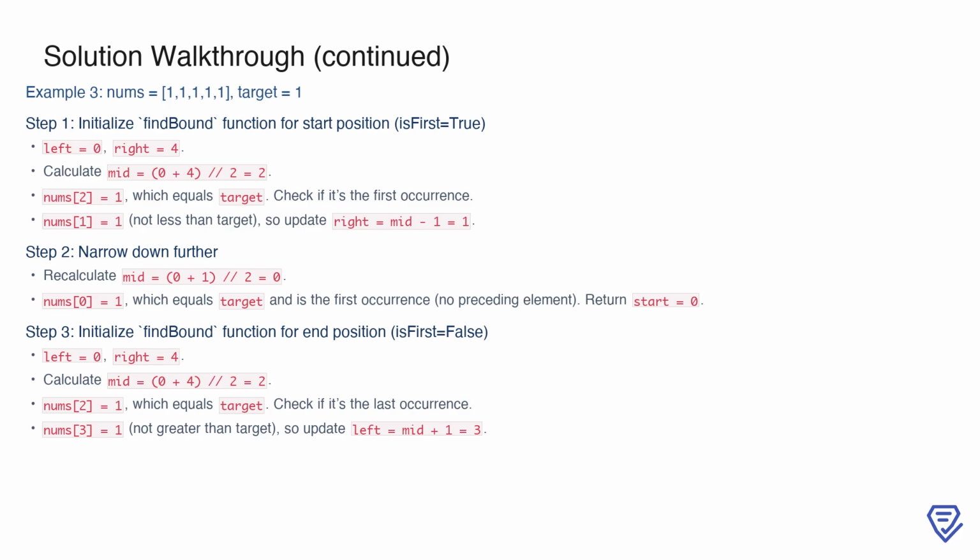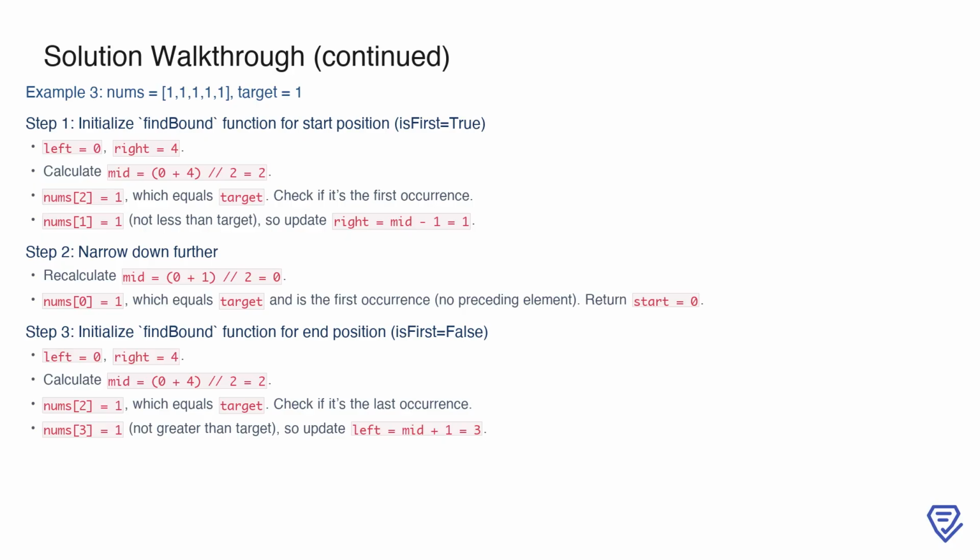Now, we proceed to find the end position by reinitializing findBound with isFirst equals false. With left equals 0 and right equals 4, calculating mid gives 2, where nums[2] equals 1. Checking if it's the last occurrence, we look at nums[3], which is also 1.